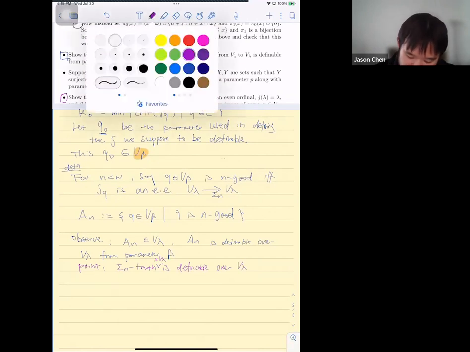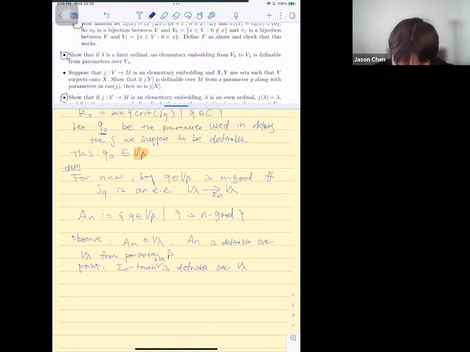And so A n is defined by something like: Q is in A n if and only if phi x y q defines a sigma n elementary embedding, and Q is in V beta. This is where you use the parameter beta. Okay, something like this.